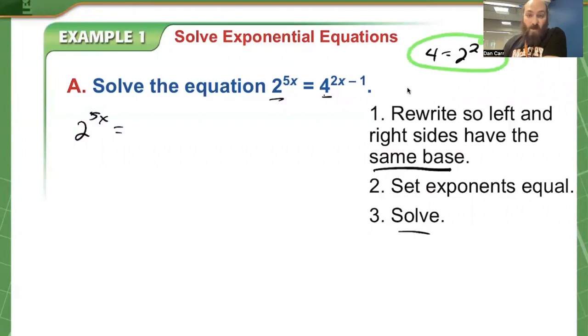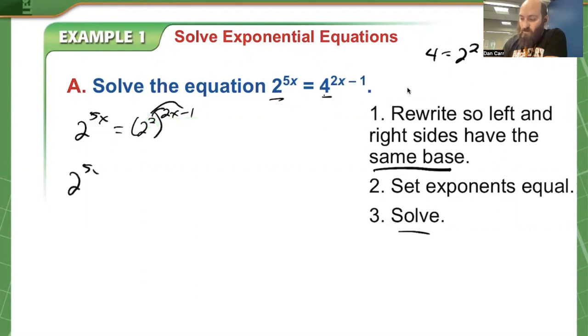So because 4 is the same as 2 squared, I'm going to rewrite this one with that base 2. So 4 is 2 squared, and that's raised to the 2x minus 1 power. Well, remember, when we raise a power to a power, we multiply those. So I'm actually going to take the 2 and distribute it to all of those. So 2 to the 5x is equal to 2 to the 4x minus 2.